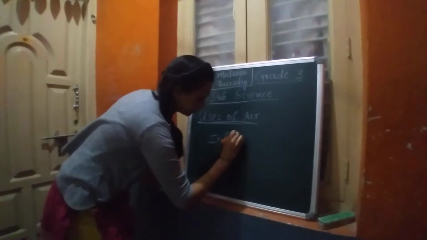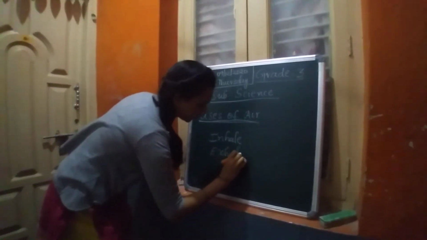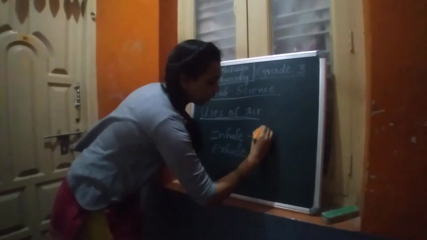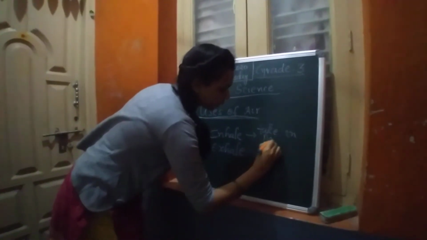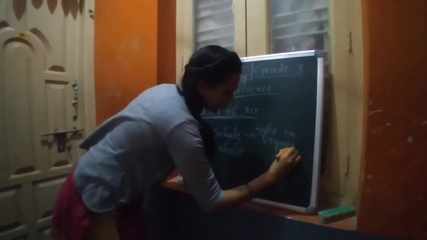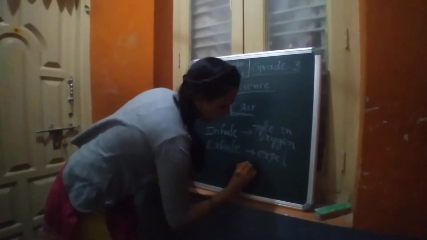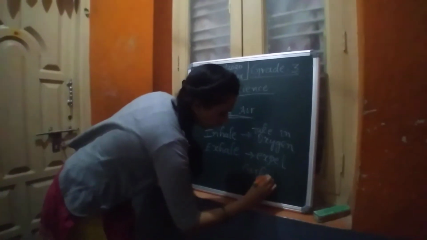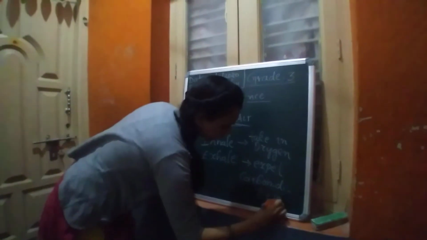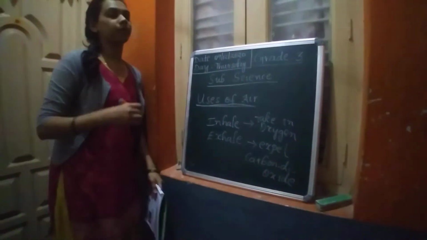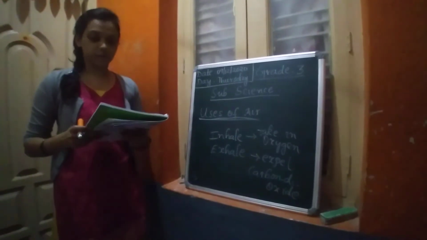Inhale and exhale. So inhale means we take in oxygen, okay? We take in oxygen. Exhale means we expel or give out carbon dioxide. So only when we breathe in air, more oxygen is taken inside our body, and when we breathe out, when we exhale, the carbon dioxide is being given out.